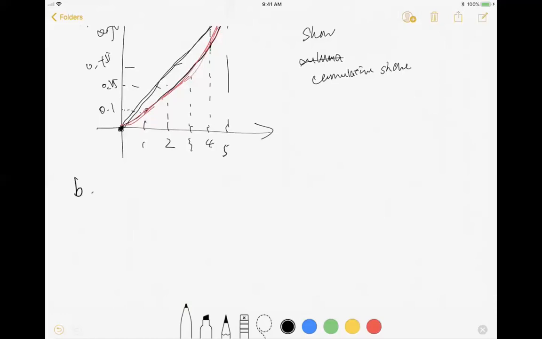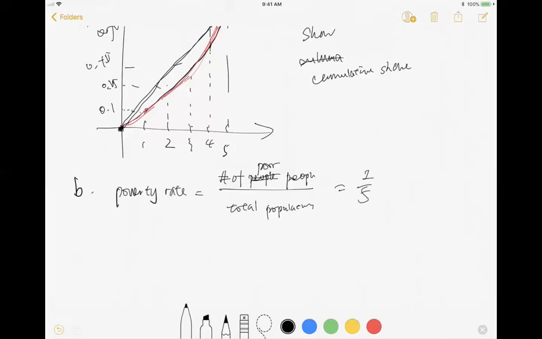And question B, what's the poverty rate or incidence of poverty? The poverty rate equals the number of people, sorry, people in poverty over the total population. So for this one, it will be 2/5.